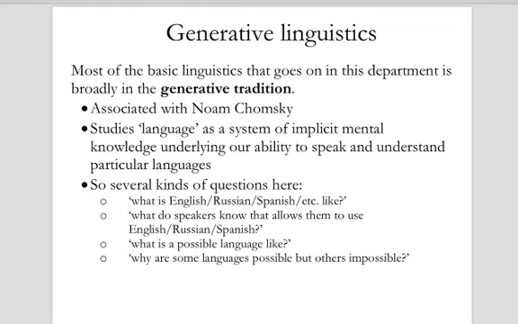So what kinds of questions are going to be involved in this undertaking? Well, there's a lot of different aspects of basic linguistics, but it could involve things like asking what is English or Russian or Spanish like, right? So that is studying just the language on its own terms. What is the structure of this particular thing in this particular language? But the reason for doing that in generative linguistics is to get at a deeper question, which is what do speakers implicitly know that allows them to use their language, English, Russian, Spanish, etc., right?